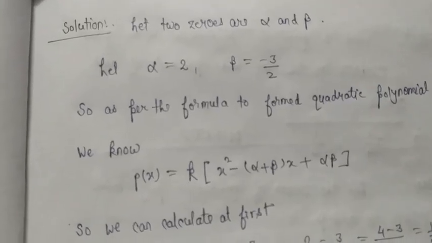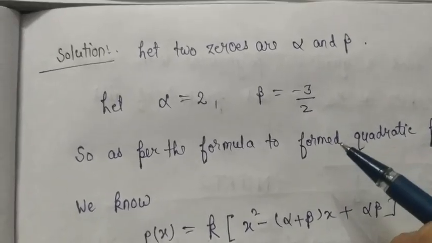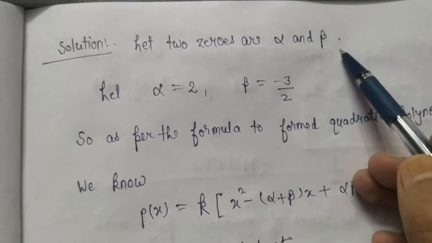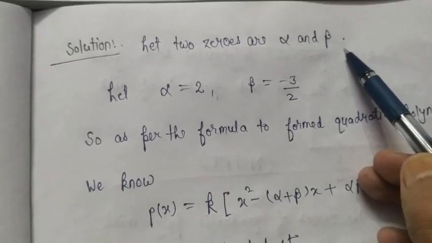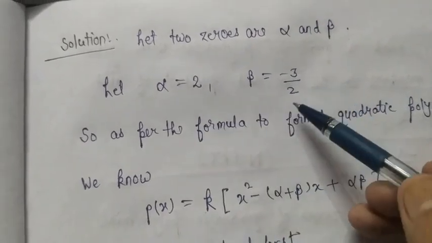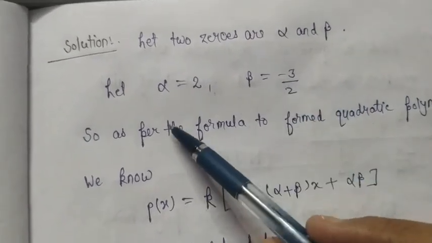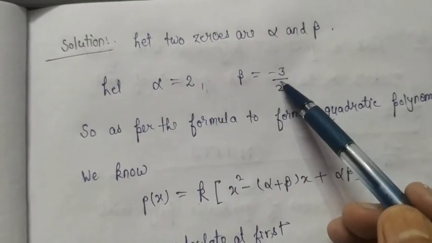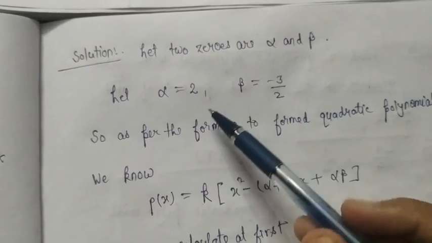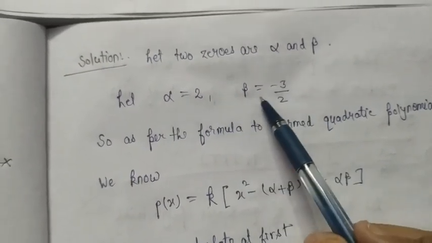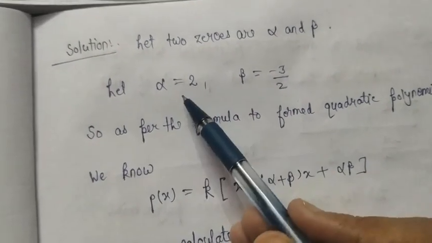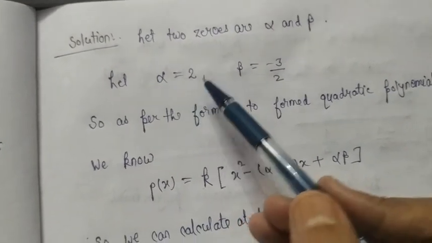Now two zeros were given, so suppose the two zeros are alpha and beta. I think all of you have noted down the question. In the question it was given that one zero is 2 and the other is -3/2. So I have just let alpha equal to 2 and beta equal to -3/2. You can take any alpha, any beta. You can take alpha equal to -3/2 also and beta equal to 2. So I have taken alpha equal to 2 and beta equal to -3/2.